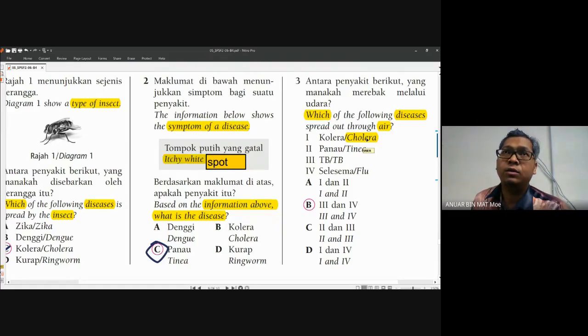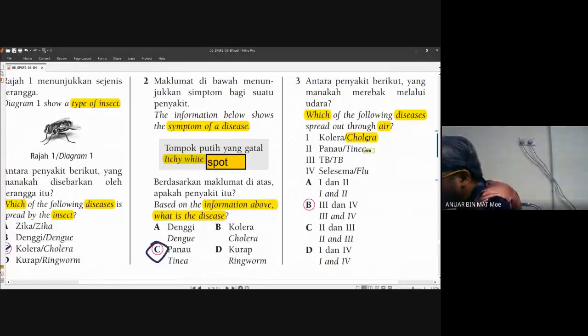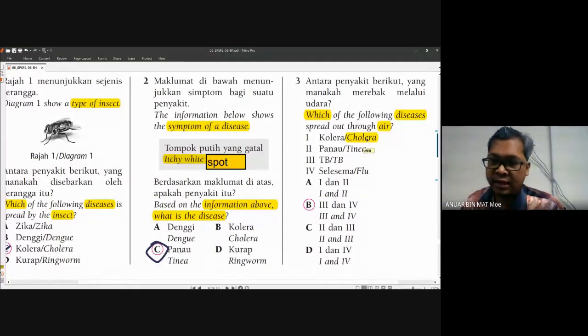Okay, because when through vector we call it through insects such as fly. Okay, but usually normally it is through water, through waterborne. Actually, it is a waterborne disease, meaning that the disease can be spread out through water. All right.